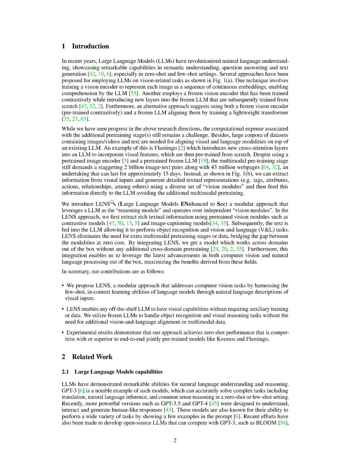For instance, consider the Flamingo model. It introduces new cross-attention layers into an LLM to incorporate visual features, which are then trained from scratch. Despite using a pre-trained image encoder and a pre-trained frozen LLM, the multimodal pre-training stage still requires a whopping 2 billion image text pairs and 43 million web pages. This process can take approximately 15 days.